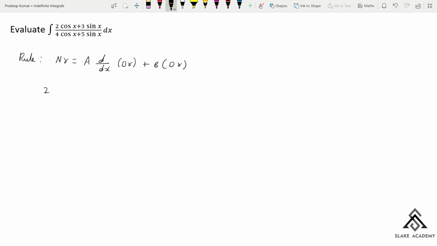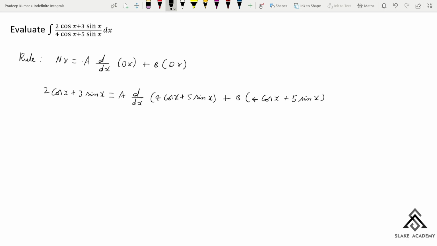So for the numerator we write 2 cos x + 3 sin x equal to a into d by dx of the denominator, which is 4 cos x + 5 sin x, plus b into the denominator, which is 4 cos x + 5 sin x.